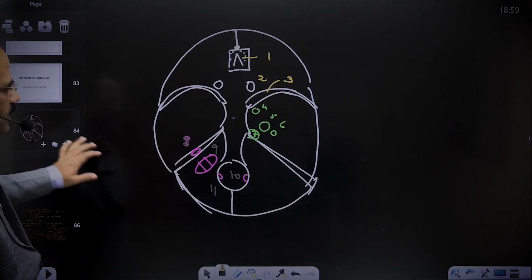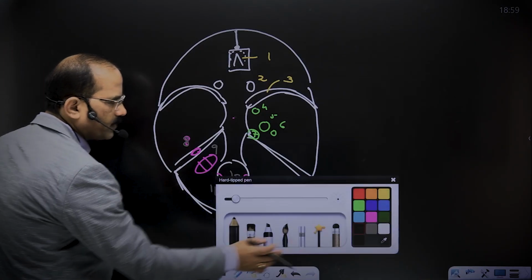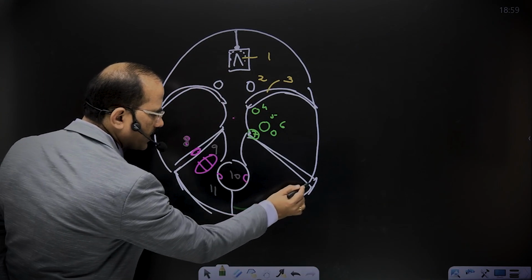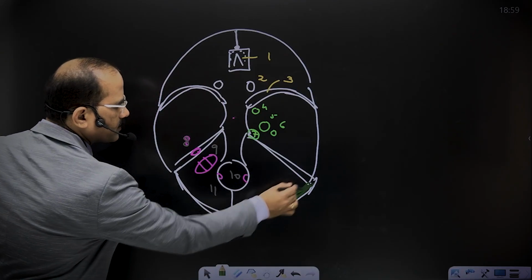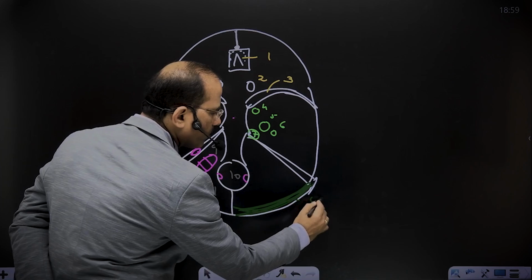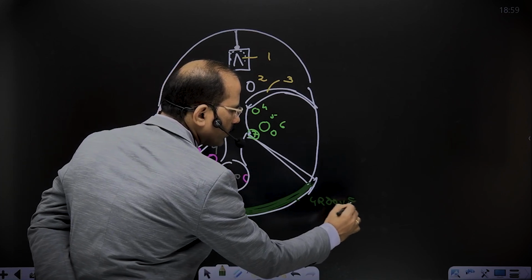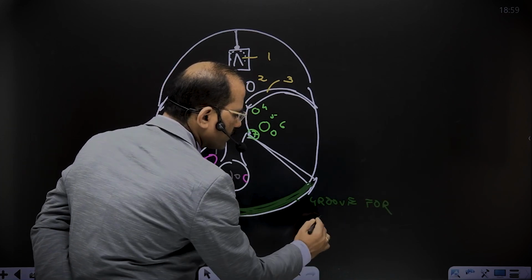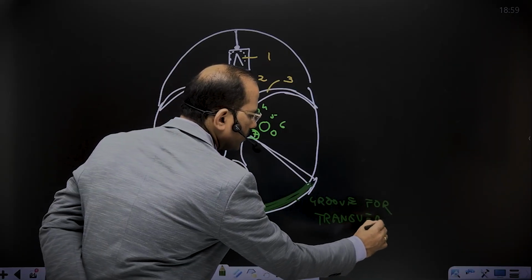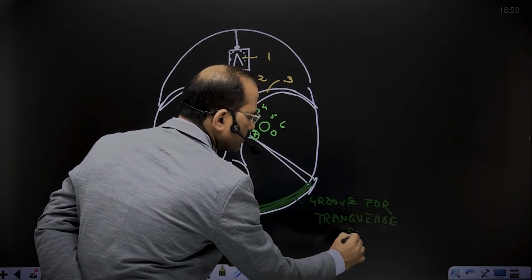So this was the slide here. So there is a sinus here, students. Let me just tell you this. Behind there's a groove for a sinus here, and this sinus is a transverse. So here we get the groove for transverse sinus. Okay.